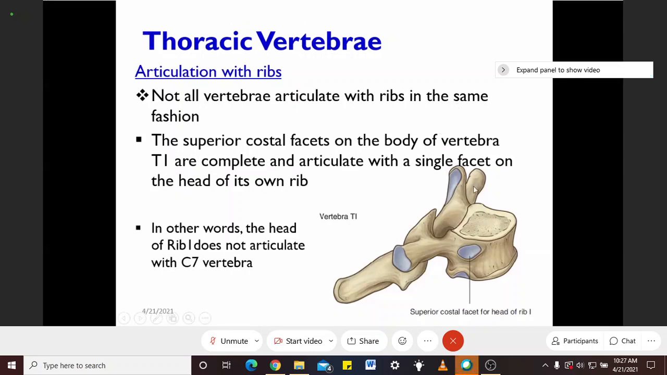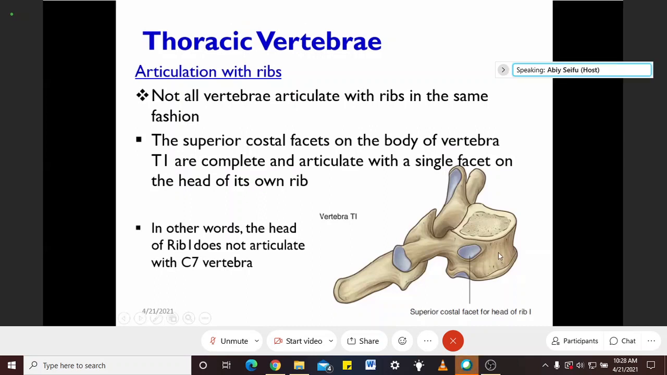For instance, the T1 rib articulates with a complete facet that is found on the body of thoracic vertebra one, and this one is a thoracic vertebra which also contains a demifacet that articulates with the second rib. Therefore, rib 2 is articulated with the inferior articular facet of this vertebra and the superior articular facet of the second one.